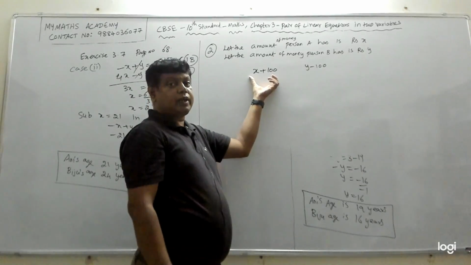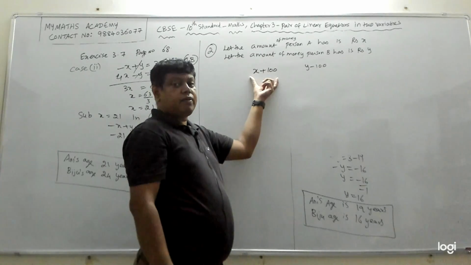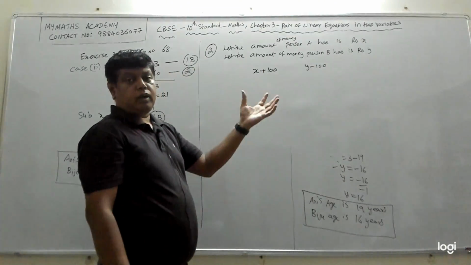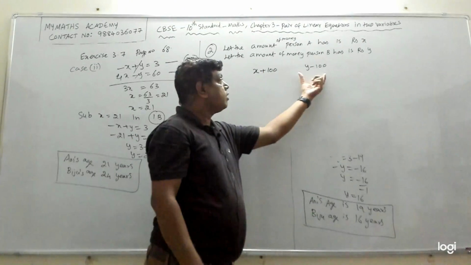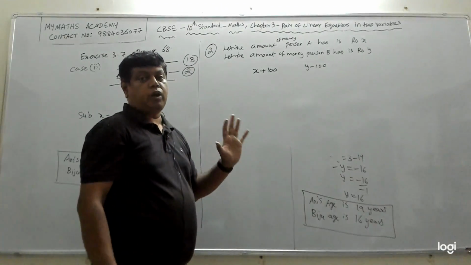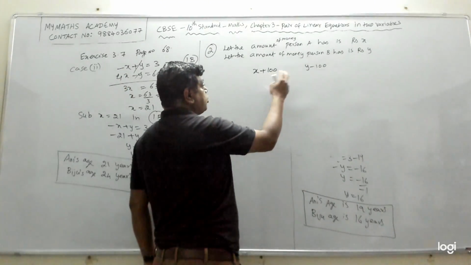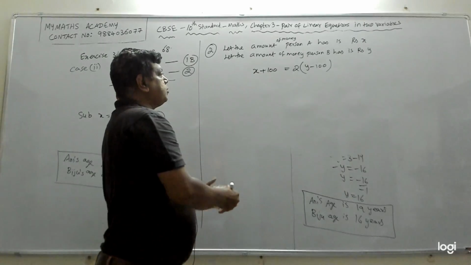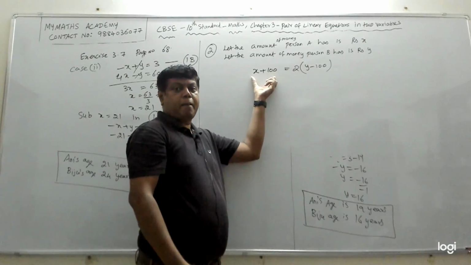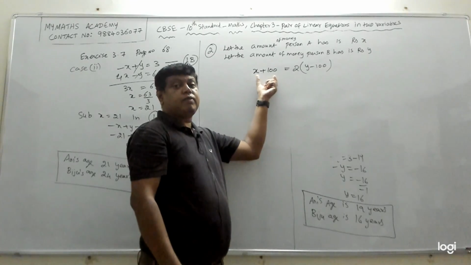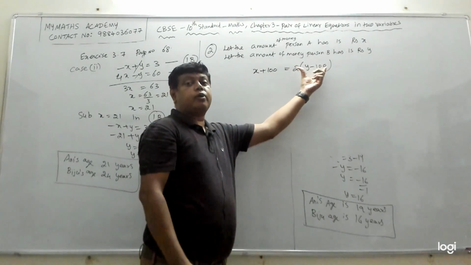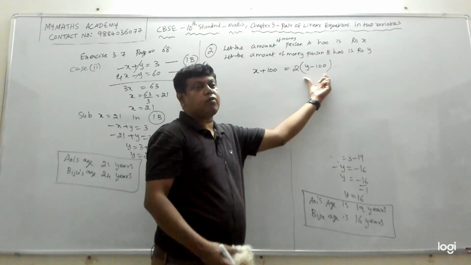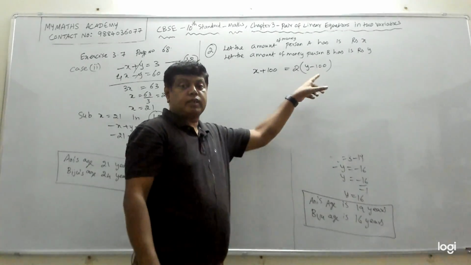The money that A will be having currently after getting 100 rupees from B is X plus 100. B will have how much? Y minus 100, because B had Y rupees and has given 100 rupees to A. Now what does A say? After you give me 100 rupees, I will be 2 times as rich as you. Once A gets 100 rupees, A will become X plus 100, and that will be equal to 2 times the money B will have. B will have Y minus 100, because he has given 100.